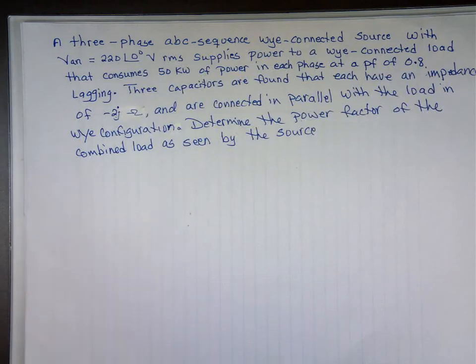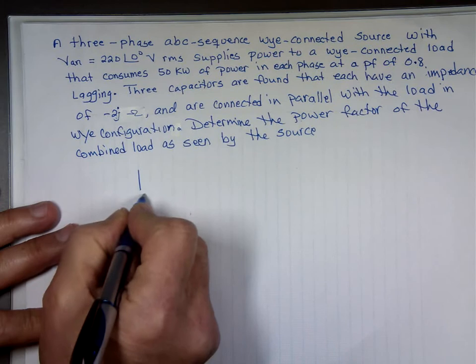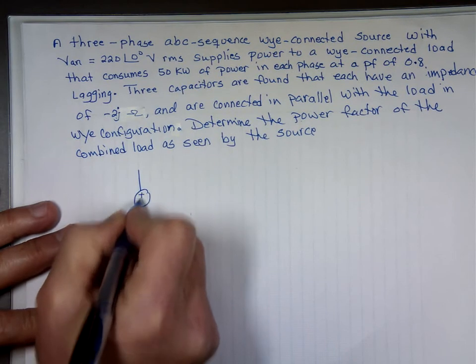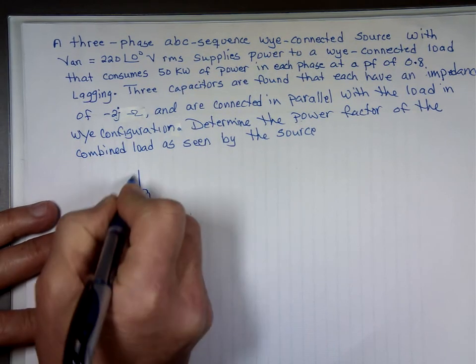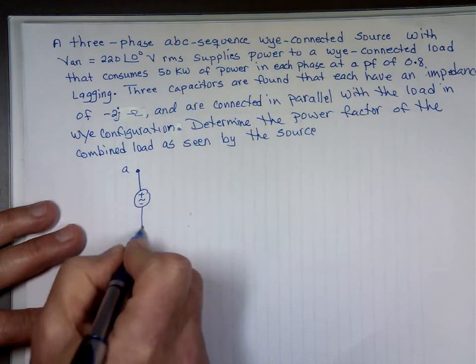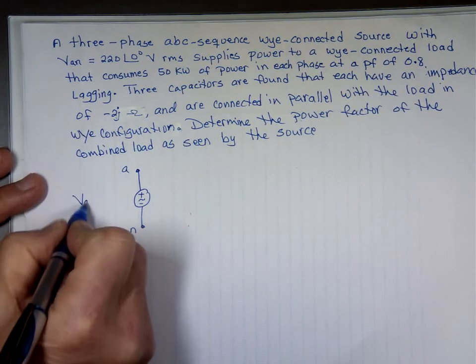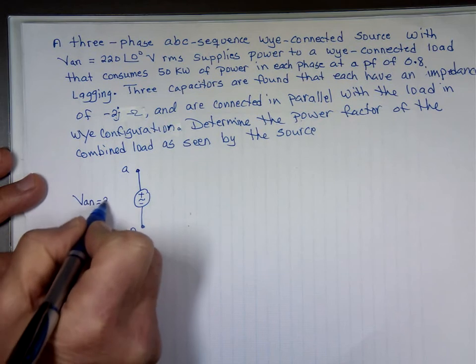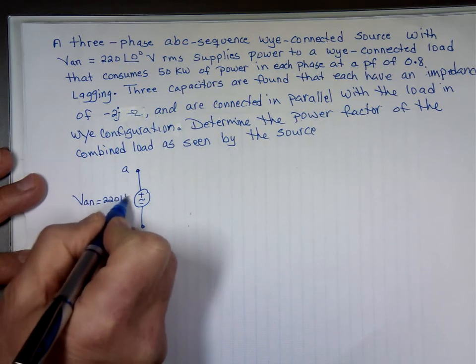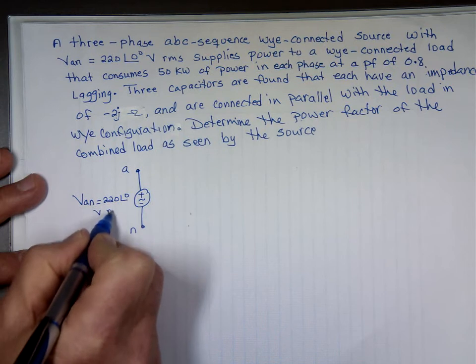Okay, let's take a look at this example. We have a three-phase ABC sequence, Y-connected source. So your source is a Y. I'm going to draw just one phase of it. This is A. This is N, with the VAN given to us to be 220 angle 0 volts RMS.